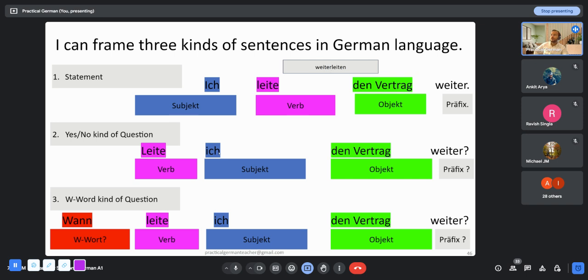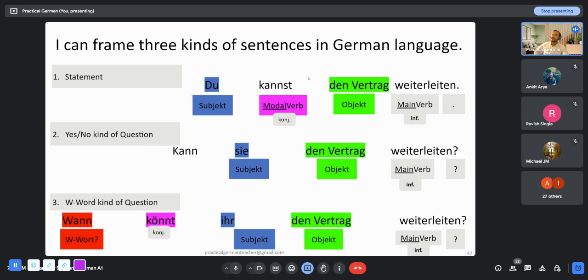Here also you can figure it out. Normally at the end of the sentence you have the object, but here, after the object, you have weiter. So from here you know it is a separable verb. But if you look at this sentence, du kannst den Vertrag weiterleiten, kann sie den Vertrag weiterleiten, wann könnt ihr den Vertrag weiterleiten? How will you know whether the verb is separable or not? You have no idea, right?